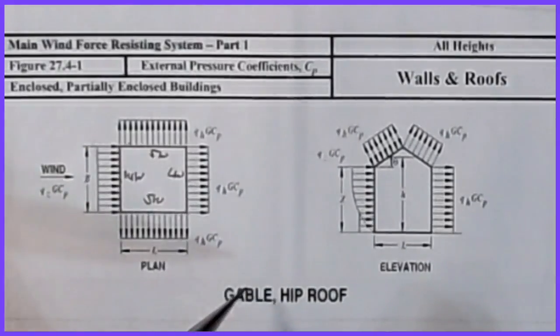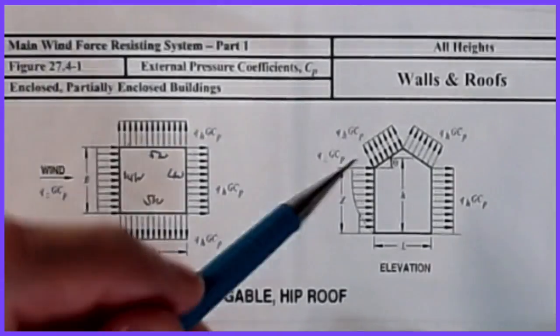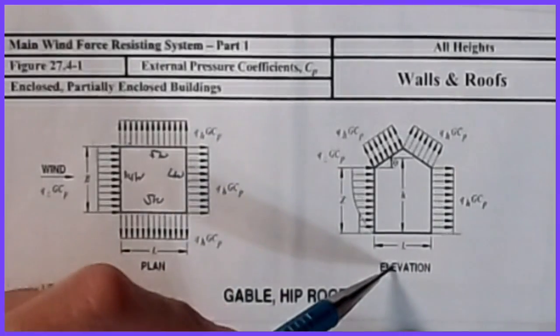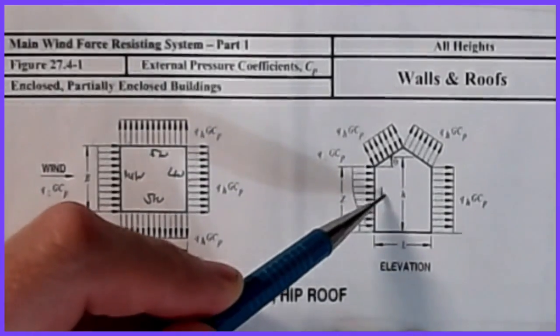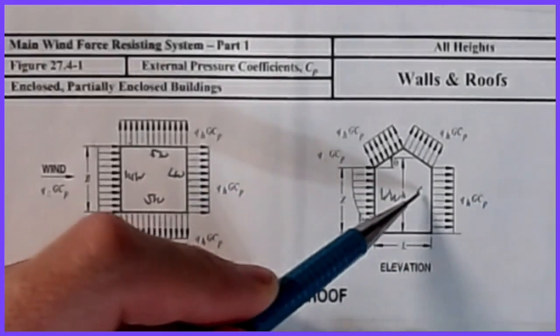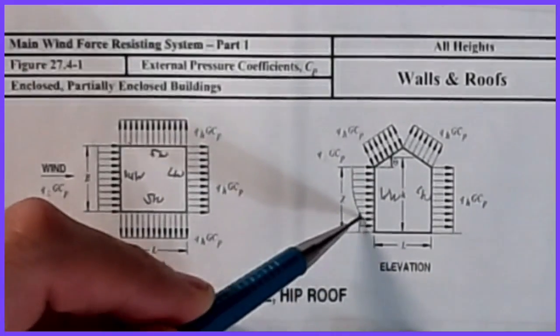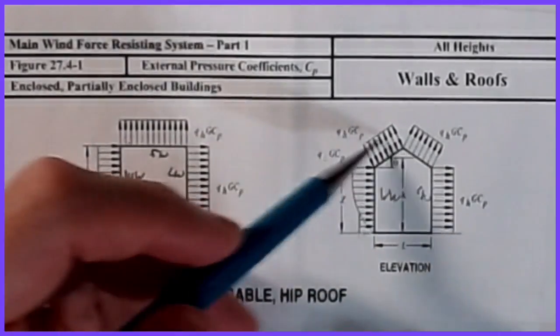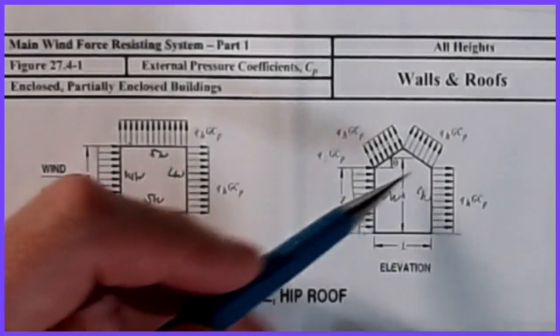Okay, now for a gable or a hip roof, for a building that isn't a flat roof building, we're back to an elevation view. Here's my windward. Here's my leeward. And again, that's that constant trapezoidal kind of thing. Then we have constant on the back wall, but the roof does something a little different when you start to get a pitch on the roof.